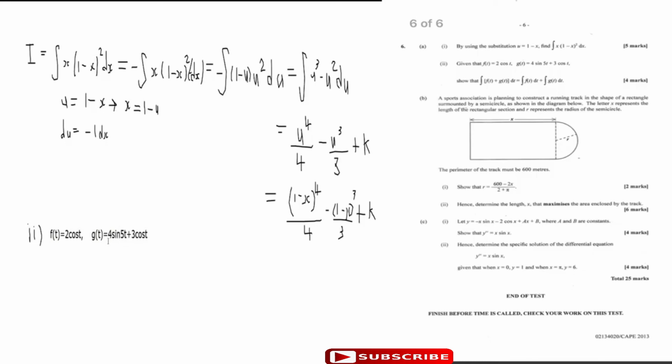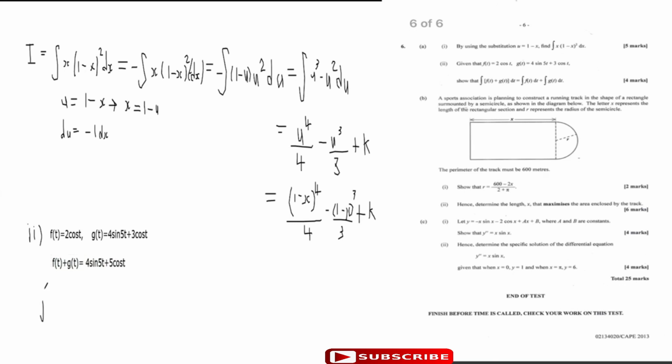It says show that the integral of f of t plus g of t is the integral of f of t plus the integral of g of t. So let's work out this first. First I'm going to work out what is f of t plus g of t. Adding them together, I would get 4 sine 5t plus 5 cos t. Alright, that's f of t plus g of t.